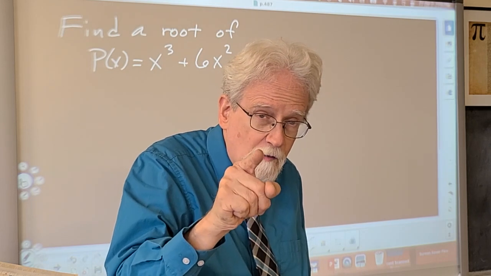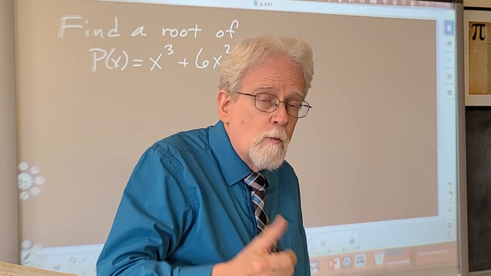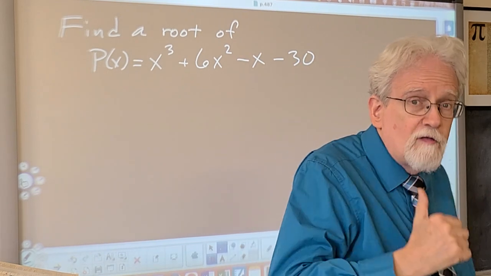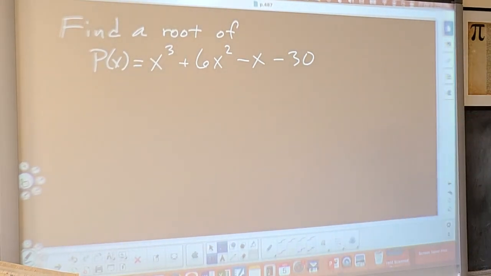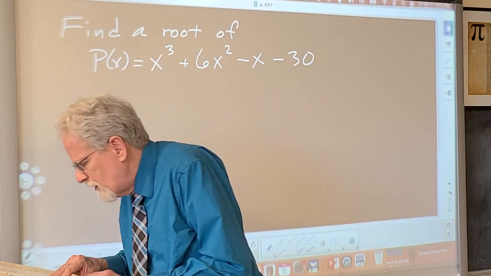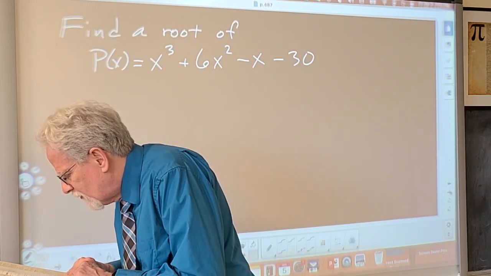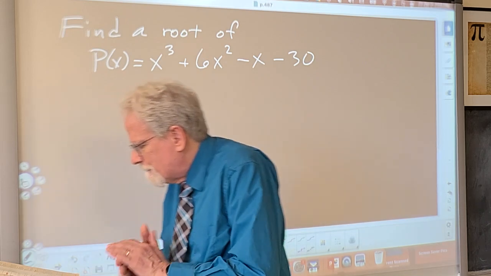Tedious is not the same thing as hard. What we're going to be doing is actually pretty easy, but it is tedious. All right. We want to find a root of x cubed plus 6x squared minus x minus 30. Now, I'm trying to remember here, how did I want to approach this? Okay, oh yes, all right, we're going to dive right in.